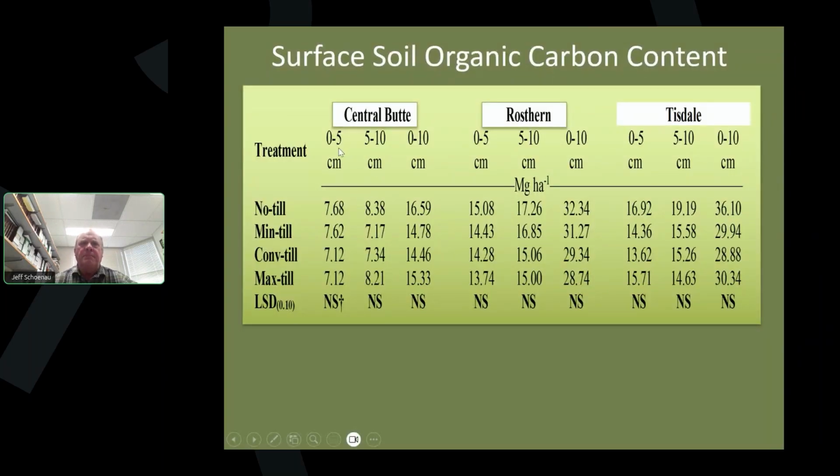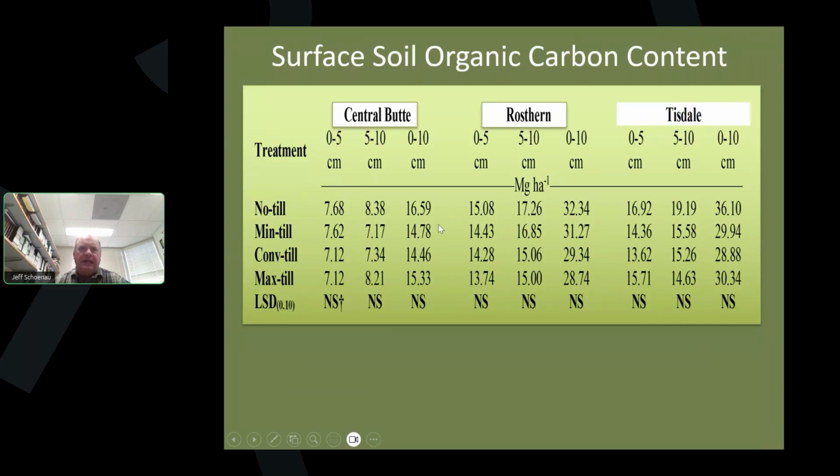And this is the mass of carbon in different depths at the surface. We got 0 to 5 centimeters, 5 to 10 centimeters, and then the total mass in the top 10 centimeters. And when we look at this at our three sites, Central Butte, Rosthern, and Tisdale, statistically, and this was at the 10% probability level, so we were working at a fairly generous level in terms of whether we called it significant or not. We really didn't see any statistically significant effect on the total soil organic carbon amount in that top 10 centimeters from that one cycle of tillage.